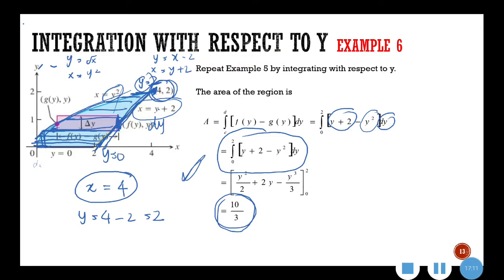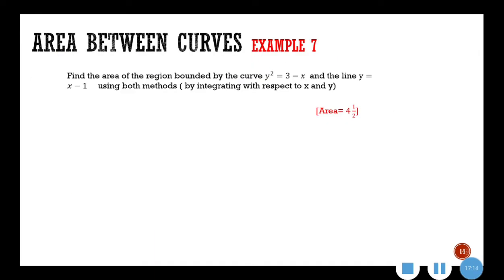Alright, okay, so now let's proceed to the last example for area between curve here. Okay, find the area of the region bounded by the curve y square equals to 3 minus x and the line y equals to x minus 1 using both methods. Yang ni dia suruh you integrate using both method respect to x and also y. Okay, so for this example, let's try to sketch the graph.